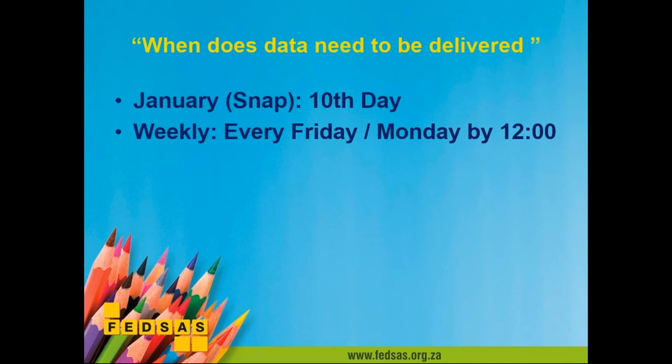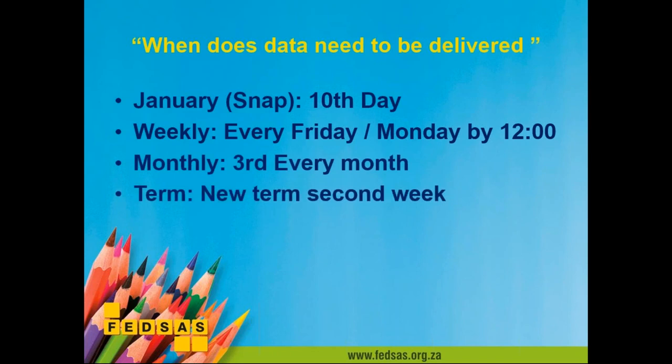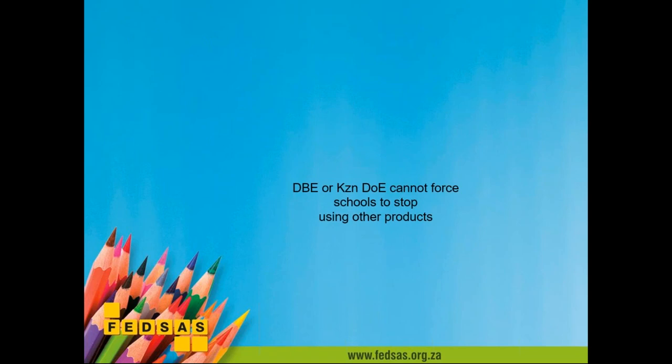We've got 12 districts, and as a result, we still have 12 rules. But one of the advantages about going to SASAMS compliance is that we are going to get a limitation on the rules, and we're going to get a more uniform approach. Monthly needs to be in every third week, and then you also need to termly submit information. So those are the time frames and the data that needs to go through to the department in the various formats. We need to get it lined up so that it can go through that.